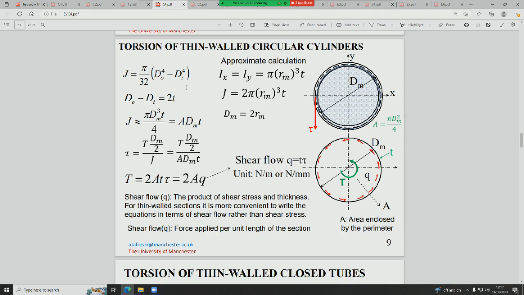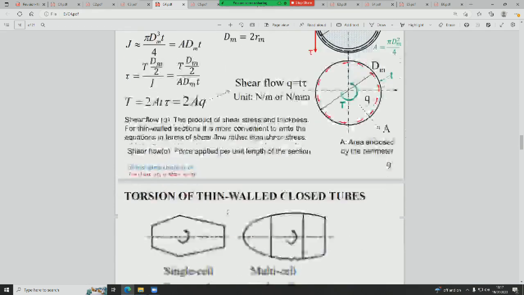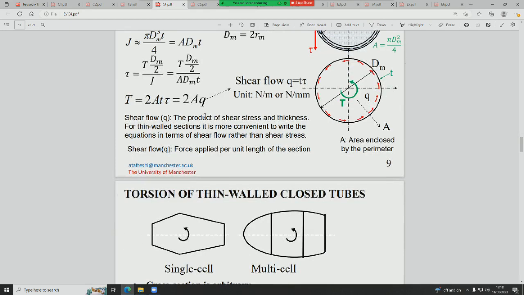So from this slide onwards, we analyze thin walled sections. And instead of shear stress, we started with shear flow. And if you were asked to find the shear stress, then what we did, we divided the shear flow by the thickness.